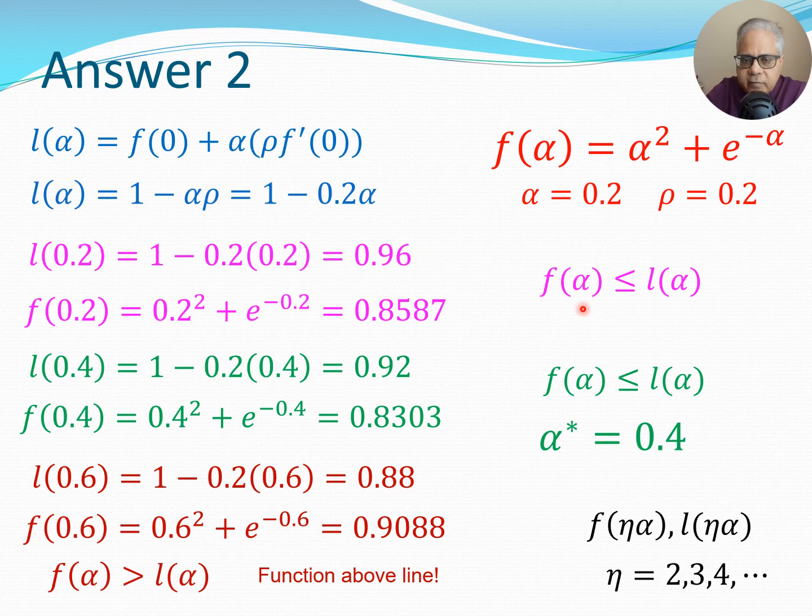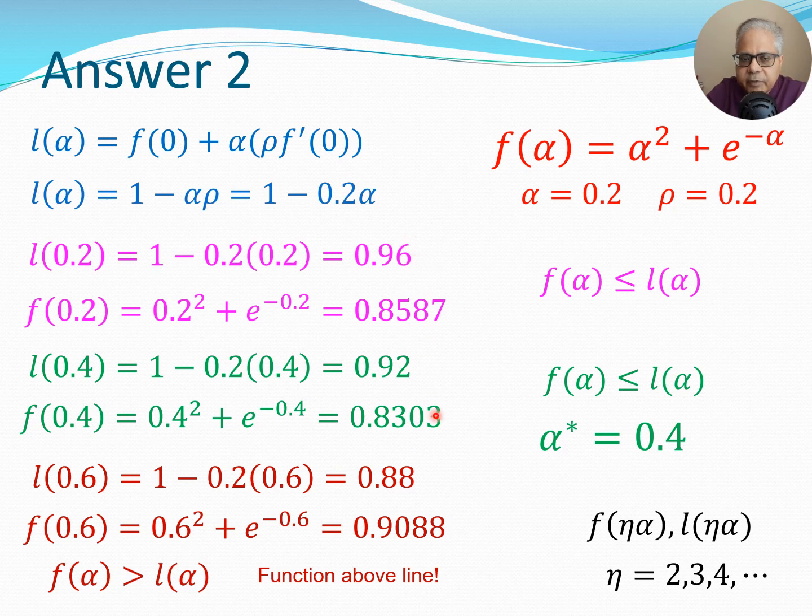Now I check if the function lies below the line. In this case it is true. So in the case of these pink expressions, you see the function is below the line. So what I now do is increase the value of alpha here. I multiply the previous value by 2. Now this method goes on by multiplying the value by 2, 3, 4 and so on. So first we multiply by 2, so we get 0.4. So I calculate L and F at 0.4. Then I do it at 0.6. So I get these numbers here.